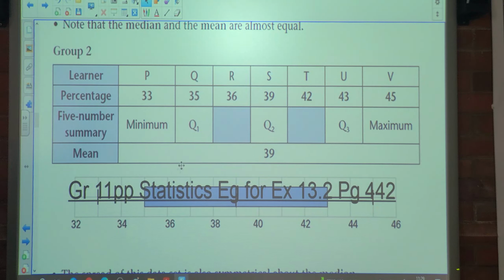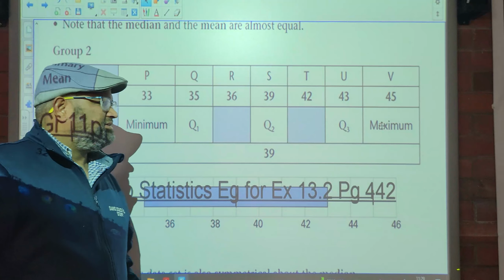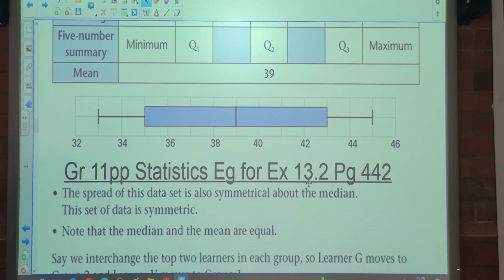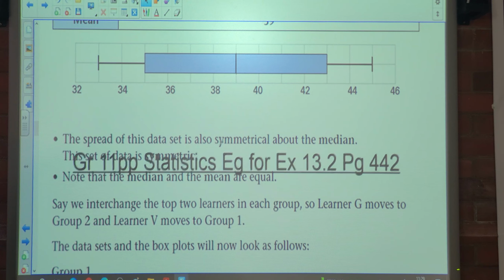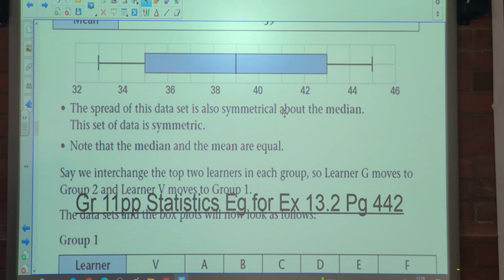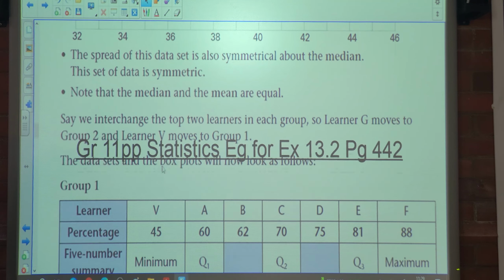Can you see that? Group 2. The lowest value is 33. The highest value, your maximum, is 45. Quartile 1 is 35 and your upper quartile is 43. I draw the box and whisker diagram there. What do we notice? The spread of data is also symmetrical about the median. Can you see? It's about the same. Okay, note that the median and the mean are equal.